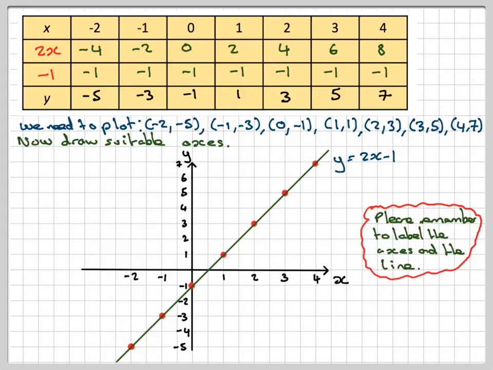So this has been a video to show you how to draw a straight line graph using a table, and filling in the table, drawing the graph, and then labeling it. I hope you understood, and thank you very much for watching.